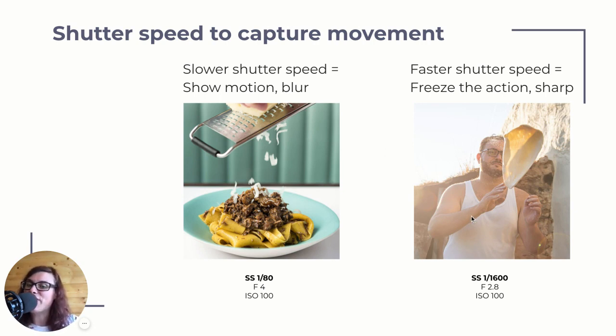In the example on the right, I used a very fast shutter speed, 1/1600 of a second, so bam, super fast. And I was able to freeze the motion. So this pizza maker, he's just literally throwing pizza in the air, and I was able to freeze that motion. So the pizza is perfectly still, despite the fact that obviously in real life it was moving really fast.